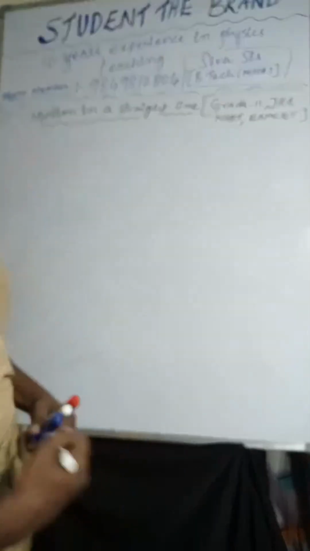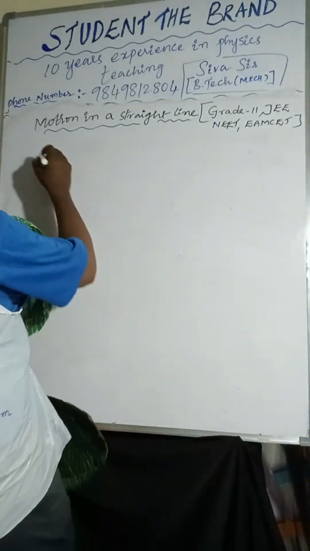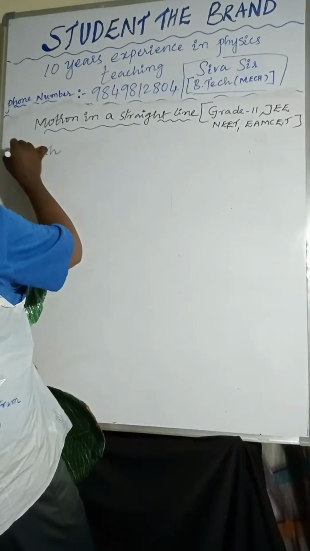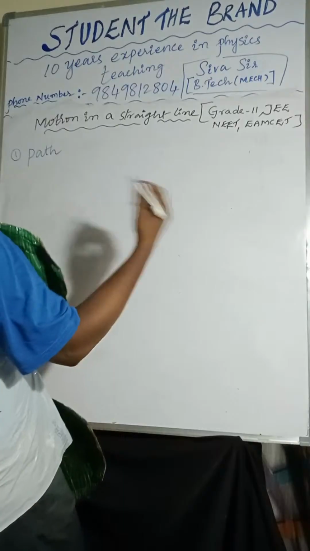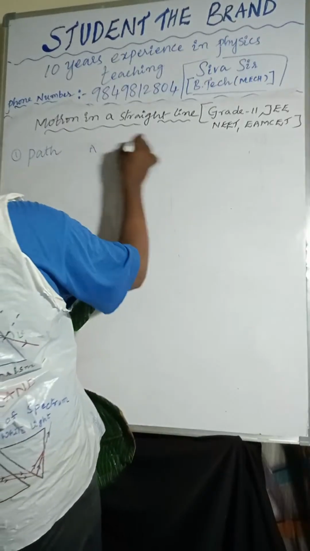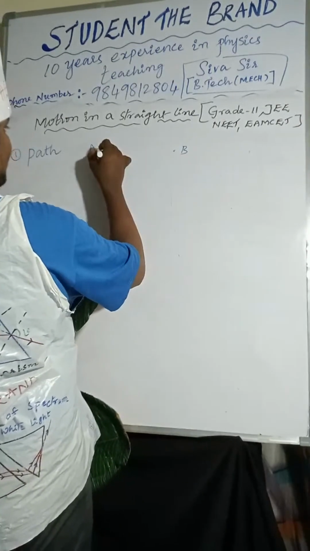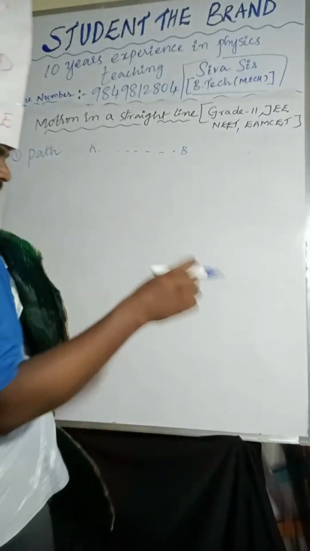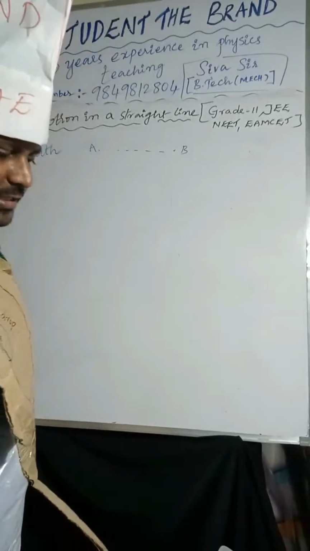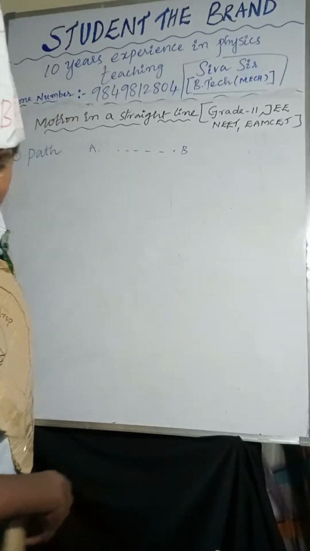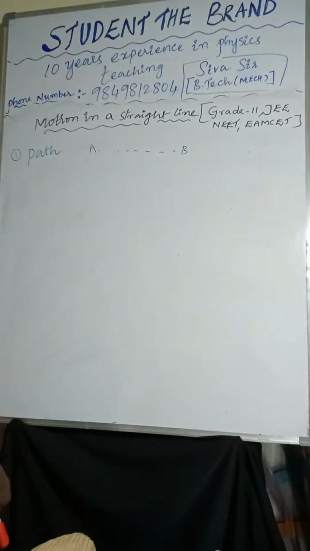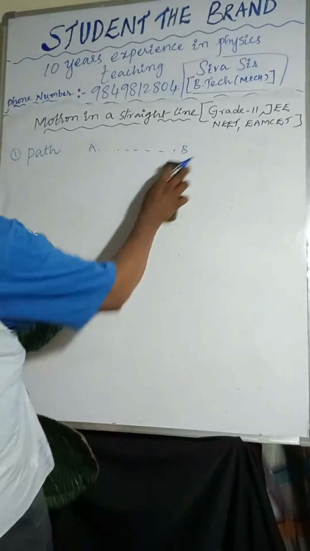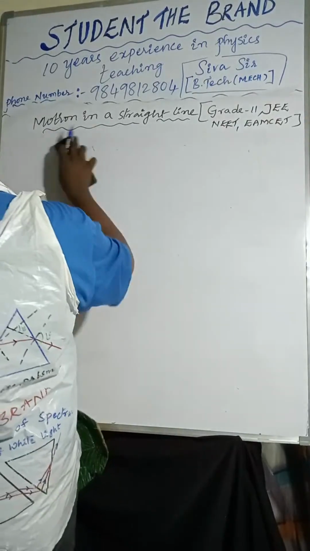Before learning distance, we must find out the path. The path is the line joining successive points from A to B. From A to B there are many points. The line joining successive points is called the path. Distance is the total length covered by an object.